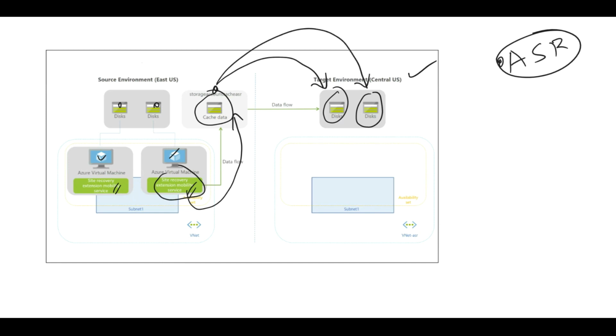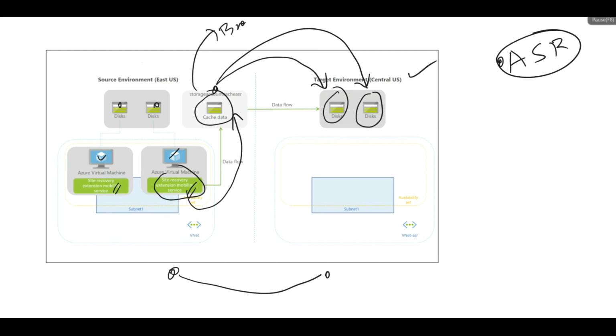Either it may be a storage account or it may be to the disk. So this is how eventually you will have all the data from your source region to the destination region. So here the cached storage account will act as a bridge before sending the data to your destination region.